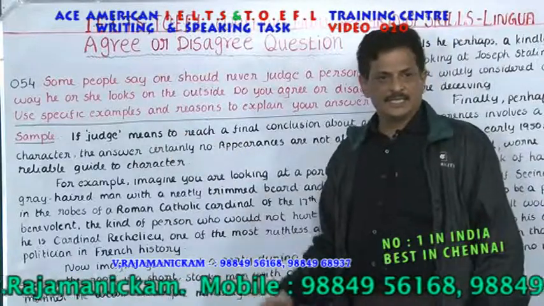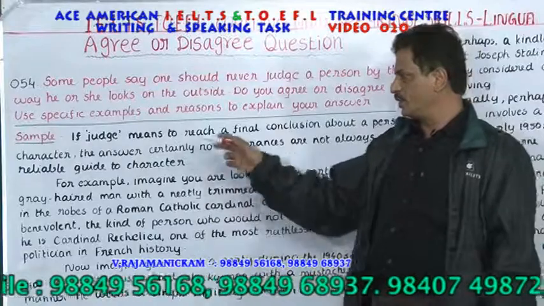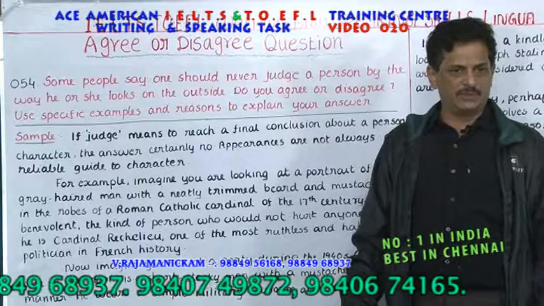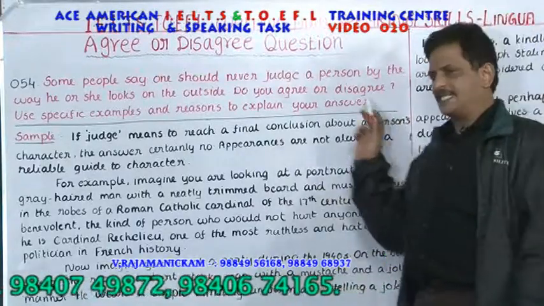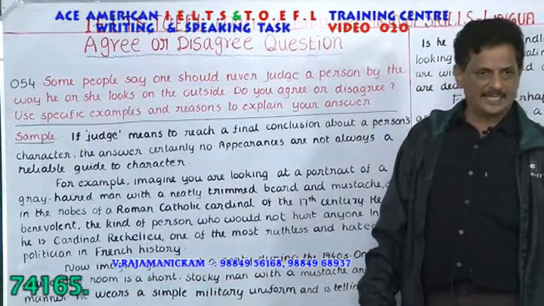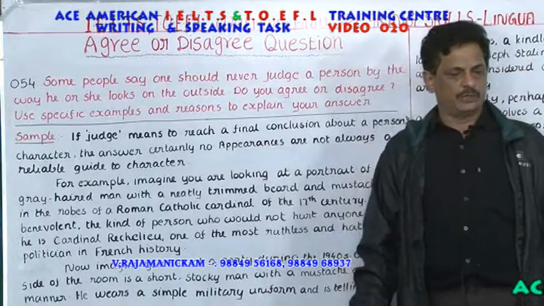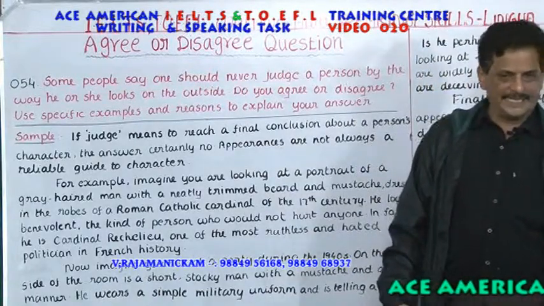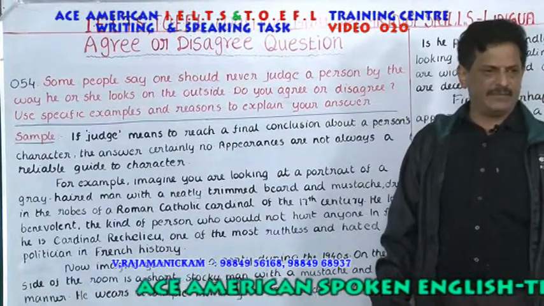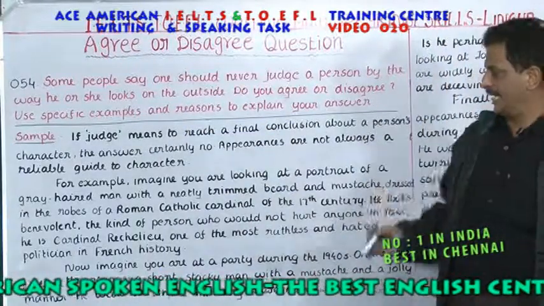Judge, தீர்மானிப்பது. ஜட்ஜ் என்றால் என்ன? Judge means to reach a final conclusion, இறுதி முடிவெடுப்பது தான் ஜட்ஜ். About a person's character, ஒரு மனிதனுடைய குணாதிசயங்களை பற்றி தீர்மானம் எடுத்துக்கொள்வது. The answer certainly no, விடை இல்லை. ஒருவனுடைய உடை, நடை, பேச்சு, தோற்றம், இவற்றை வைத்து குணாதிசயங்களை தீர்மானிக்க வேண்டும் என்றால் பதில் இல்லை.